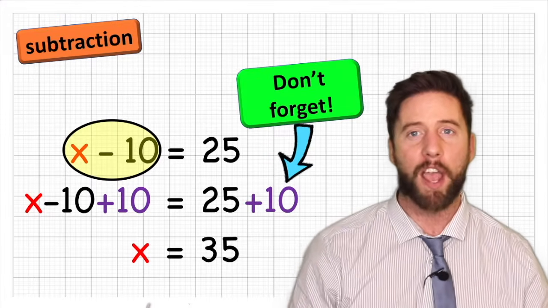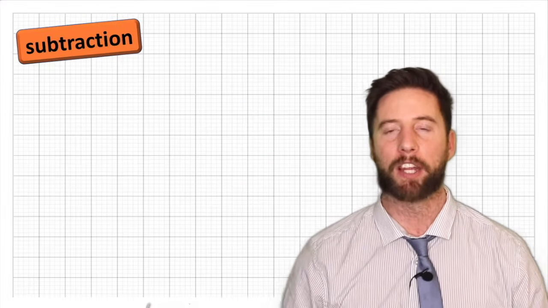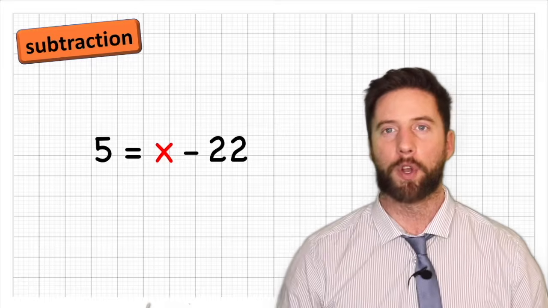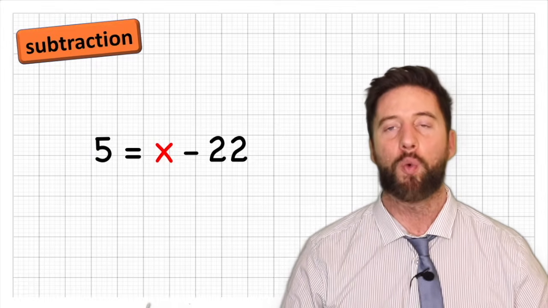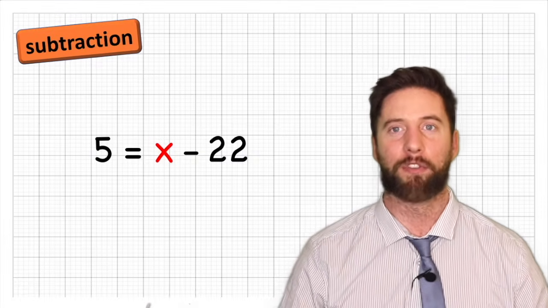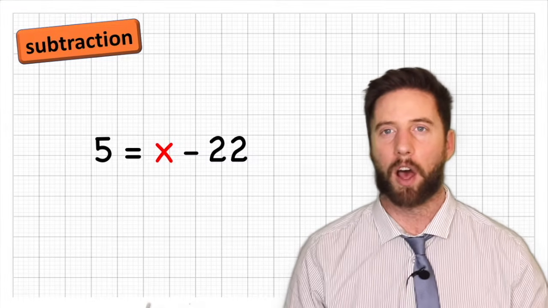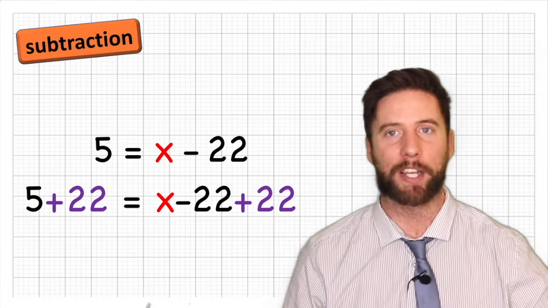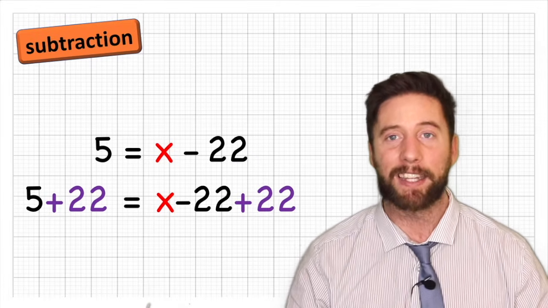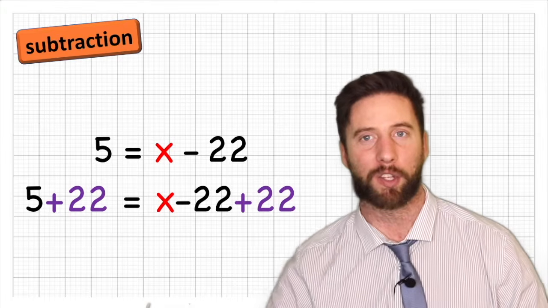Let's have a look at 5 equals x minus 22. So in order to get rid of that negative 22, we need to add a 22. And don't forget, we need to do that to both sides. So what does our new line read? Our line reads 5 add 22 equals x subtract 22 add 22.